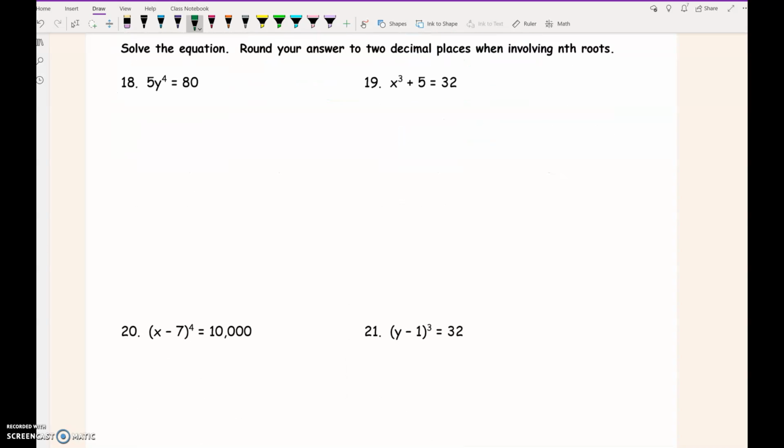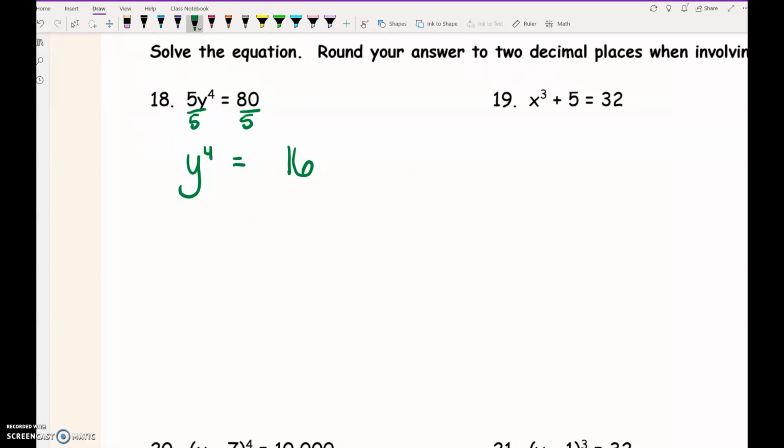Okay, let's look at the first one. 5y to the fourth equals 80. What do you think we need to do first? Divide both sides by 5. So we get y to the fourth equals, give yourself a little bit of space, and then write 16, because 80 divided by 5, I believe, is 16. Yeah.